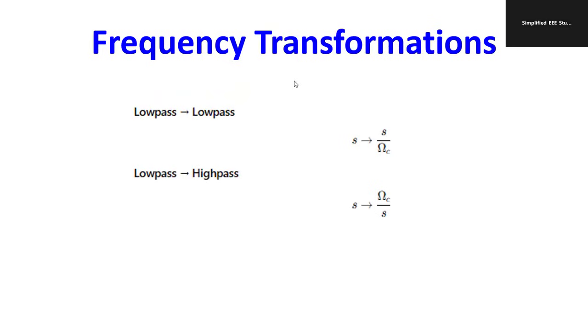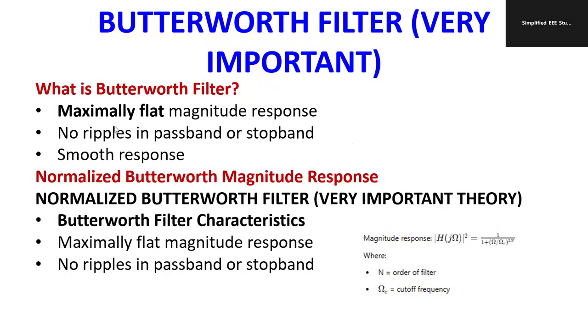Frequency transformation: low pass to low pass conversion is S equal to S by omega C. Low pass to high pass conversion is S equal to omega C by S. Those points you have to remember. It is very important. What is a Butterworth filter?